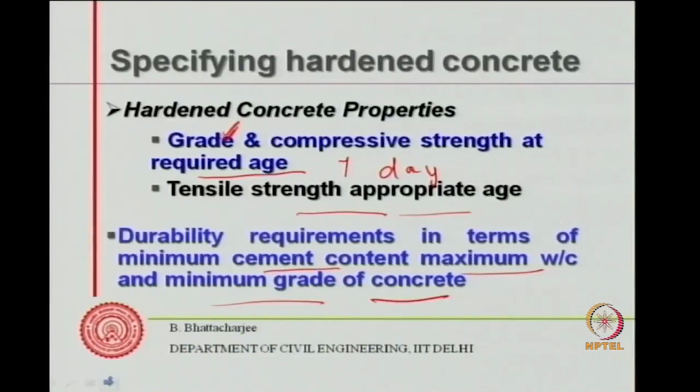Okay. So what we have seen is that we specify concrete first of all in terms of fresh concrete property, and a common way of doing that is in terms of slump. We specify also concrete in terms of its grade, which is generally related to the 28 days characteristic compressive strength. We might specify strength of concrete, or hardened properties of concrete, in terms of strength at some appropriate age, maybe an earlier age. In some cases we will require that.